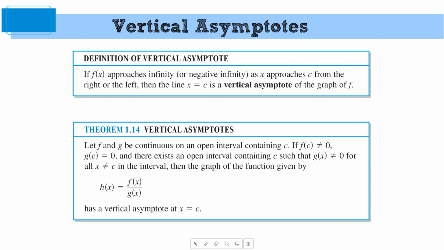Beautiful. It's what makes the denominator equal to 0, which is what all that says up there in fancy calculus speak. Let f and g be continuous on the open interval containing c. If f of c does not equal 0 and g of c equals 0, there exists an open interval containing c such that g of x is not equal to 0 for all x not equal to c in the interval, then the graph of the function has a vertical asymptote of x equals c. Which means c is the value that makes the denominator equal to 0. You already knew that.